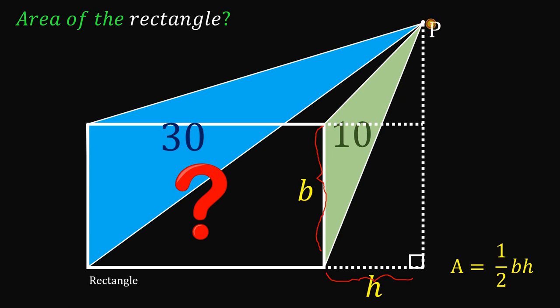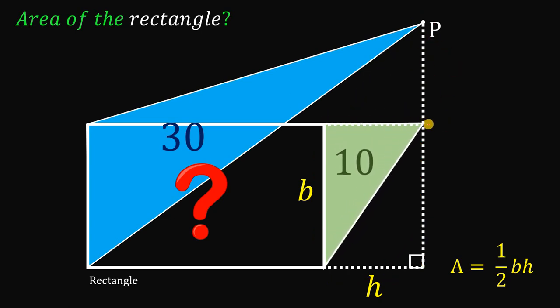Alright, now if we move this point along this line, we get a lot of triangles with the same area. The reason is we have the same base and the same height. So what we're going to do is to move this point right about here. So this triangle also has an area of 10 square units. The reason is we have the same base and we have the same height.